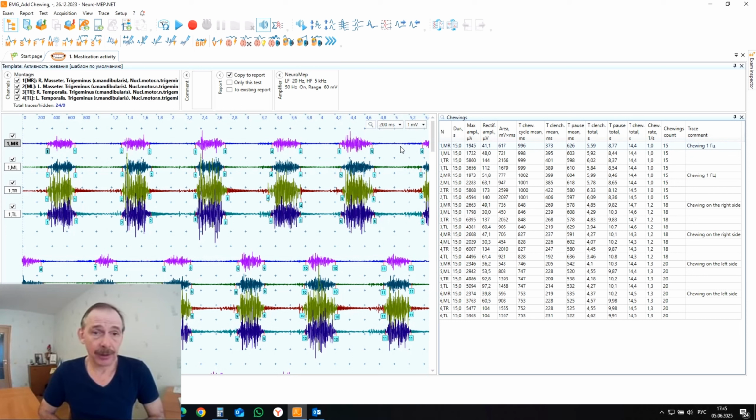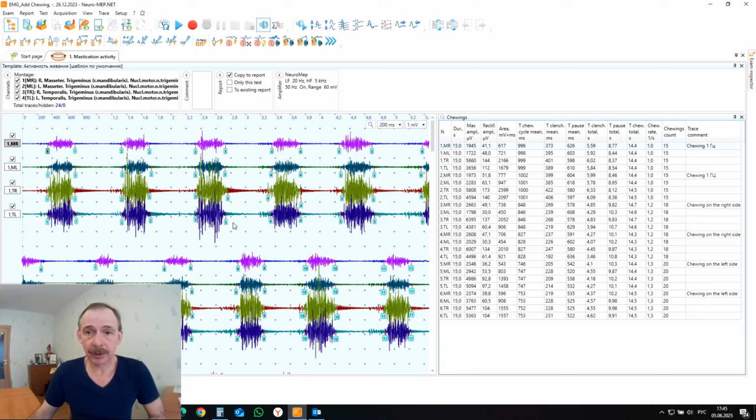Some of the curves were clearly 1 Hz because we have a special animation for the patient to clearly chew at 1 Hz. Then there is a recording of chewing on the right side. On the left side, this is chewing gum, and a longer curve of 15 seconds is recorded. This is an analysis of the masticatory movements.